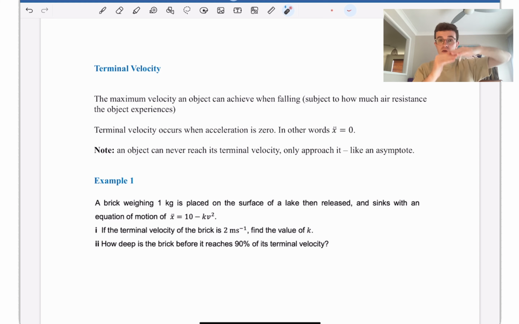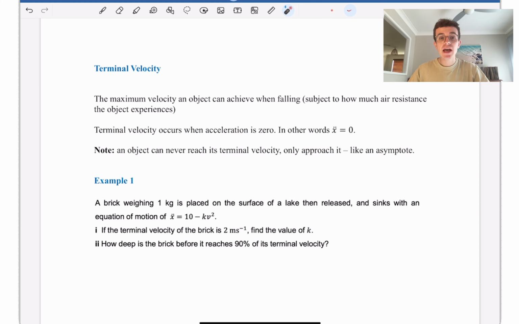And that's because the air resistance ends up equalizing the acceleration. Because remember, air resistance is a force, and force is related to acceleration. So when the downwards acceleration force is matched by the equal and opposite air resistance force, it's still moving down, but it's not accelerating. And we say that it's at its maximum, or its terminal velocity. So terminal velocity is the maximum velocity an object can achieve when falling. And it's different for every object.